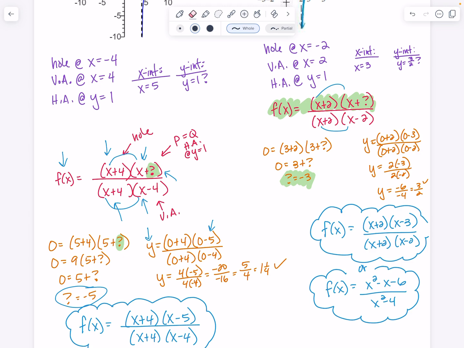Hopefully you were able to get the same thing, and you can now work forward and backward. If I give you an equation, you can graph it with all the important characteristics. Or if I give you a graph, can you pick out all the important characteristics and give me the function?